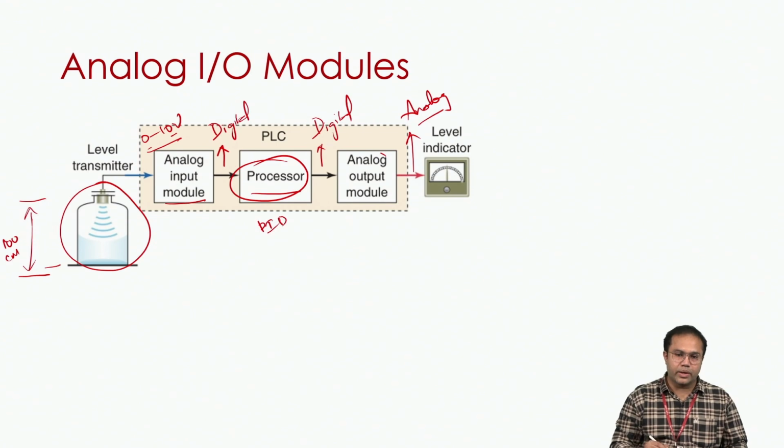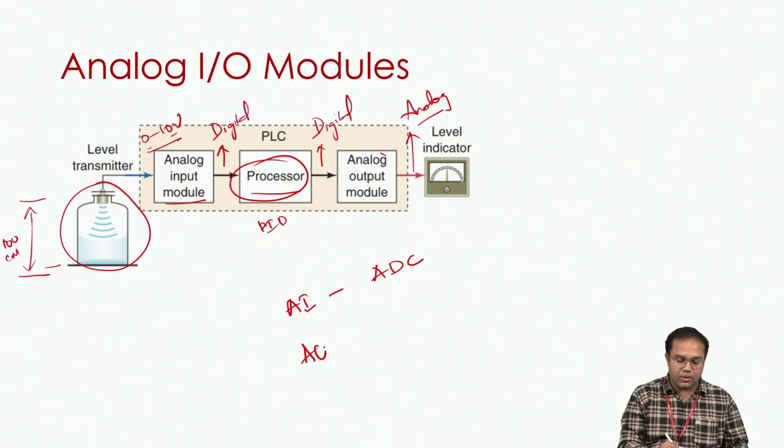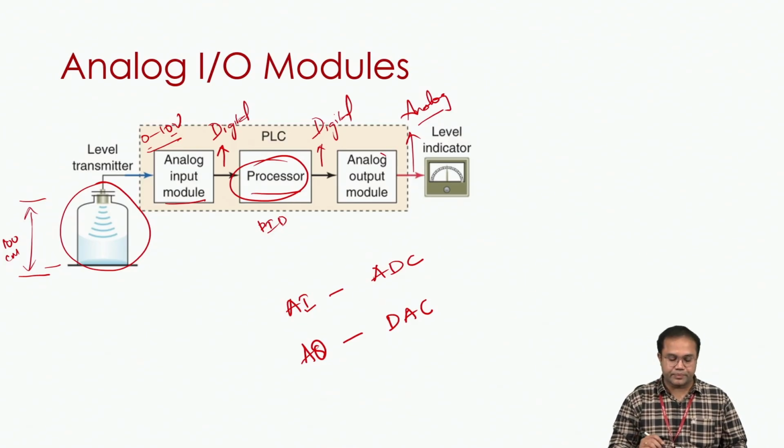So in another way, we can say that an analog input module will have a built-in A to D converter. Similarly, an analog output module, right, has a built-in digital to analog converter. Simply to say, the analog input and output modules will have built-in data acquisition systems, right?